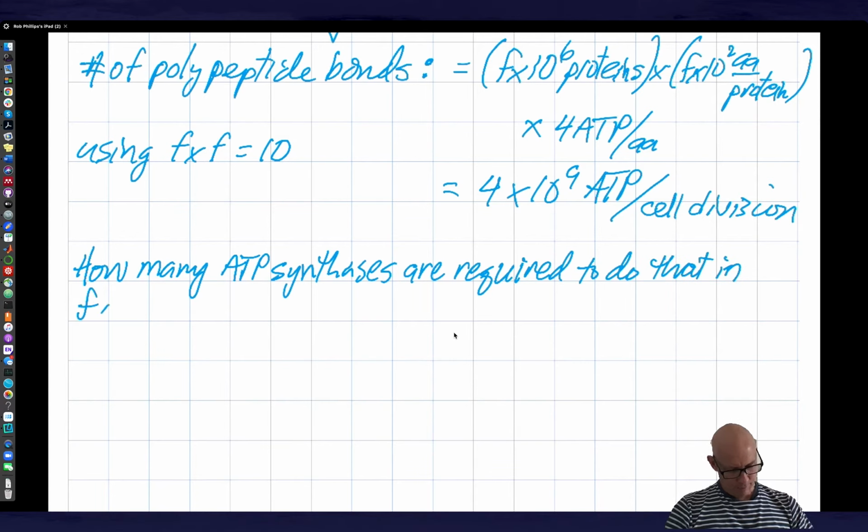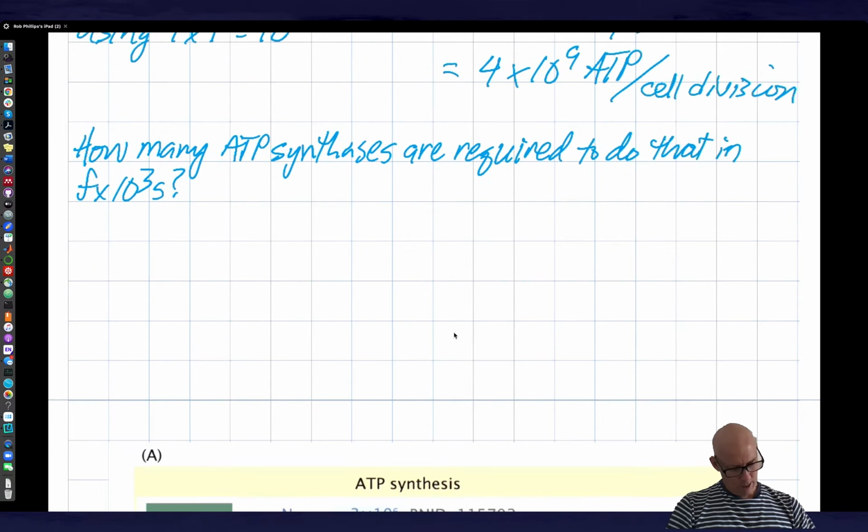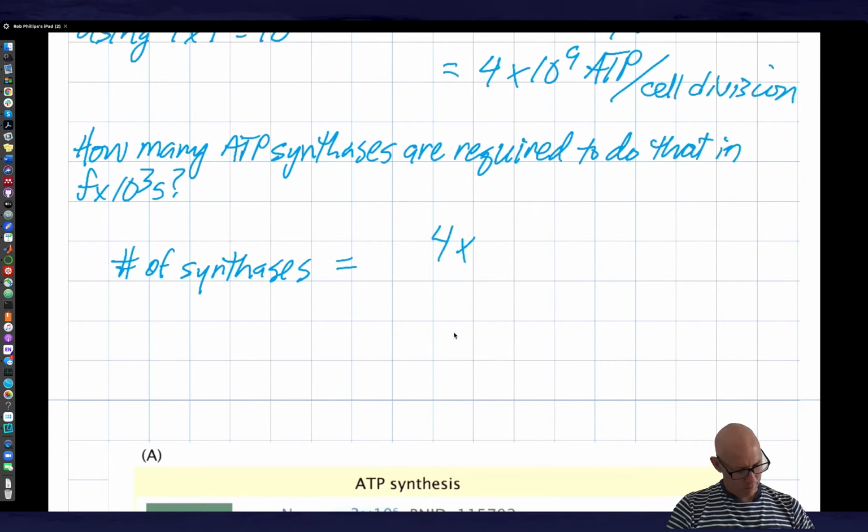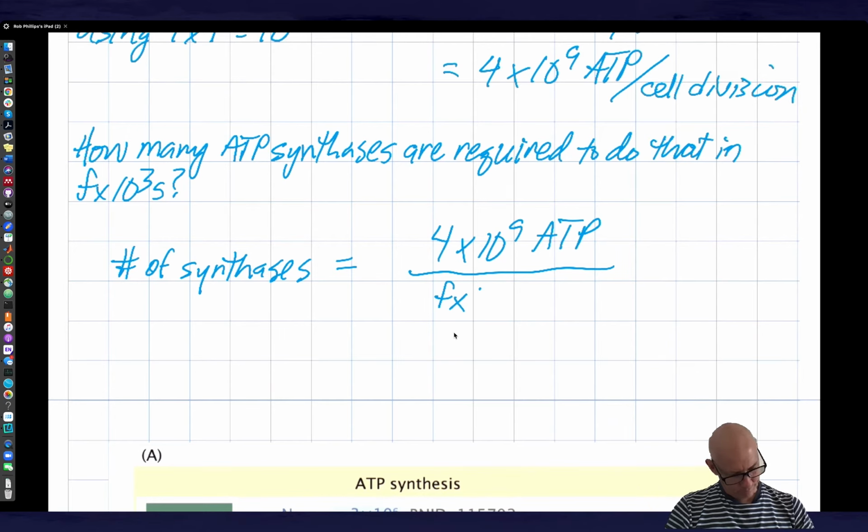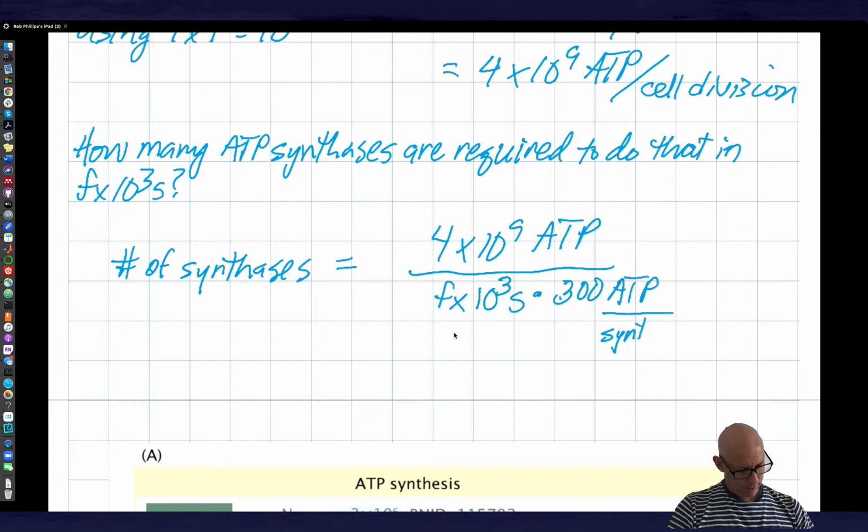In, let's say, F times 10 to the 3 seconds. All right, so I have a number of synthases equal to 4 times 10 to the 9th ATPs divided by F times 10 to the 3 seconds. So that's the number of seconds in the cell cycle, and then the final factor is going to be 300 ATPs per synthase per second. So that gives me the right units, which is synthases.